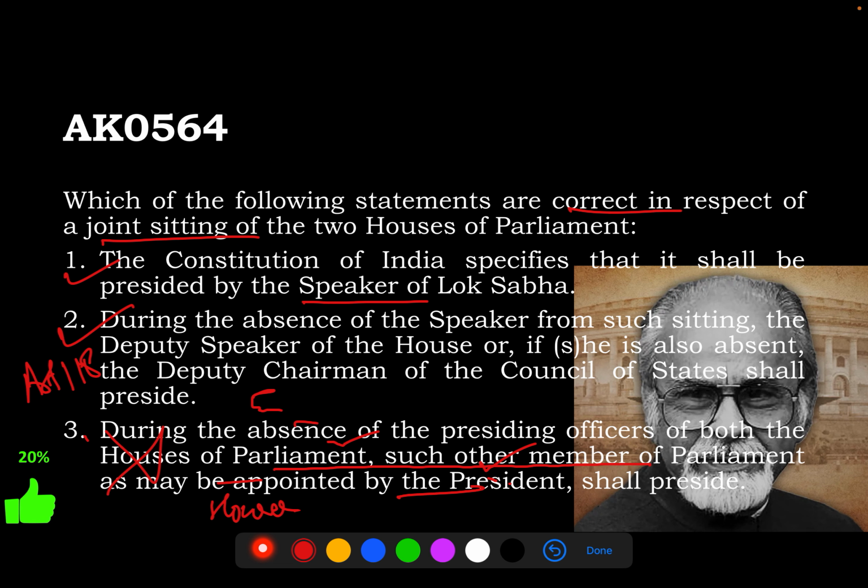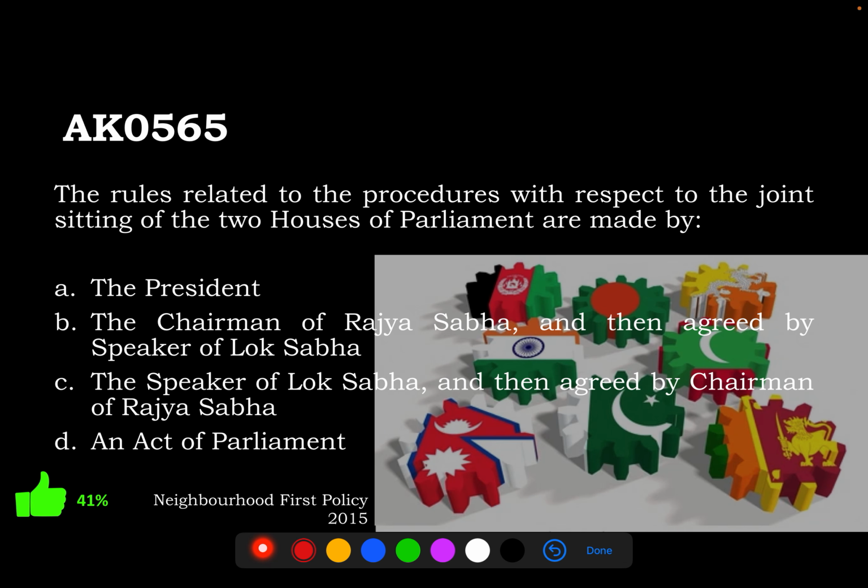And see, considering the recent focus on Lok Sabha, etc., 20% people getting this right tells me that as a community of aspirants, some better focus is required to prepare them properly. These are straightforward provisions, not needing too much interpretation also. Okay. Anyway, let's move on to the next question.